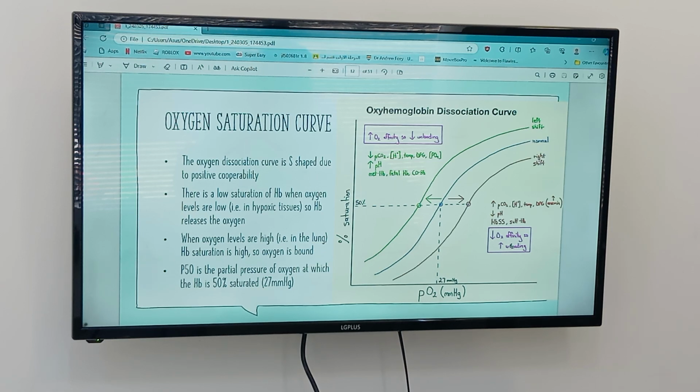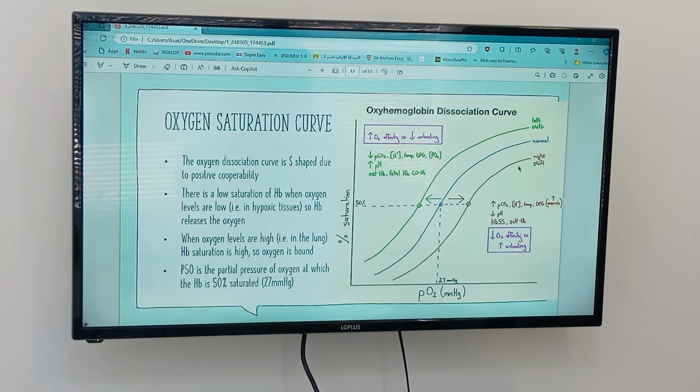P50 is the partial pressure of oxygen at which the hemoglobin is 50% saturated. 25 milli Hg. That means millimeters of mercury.